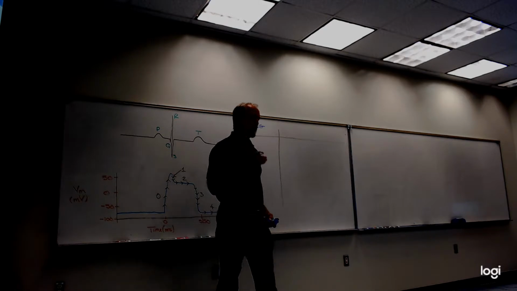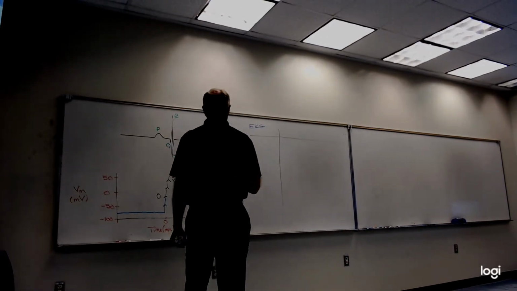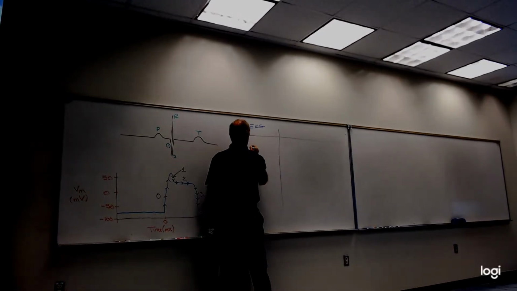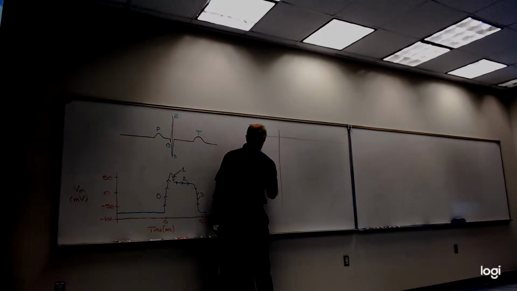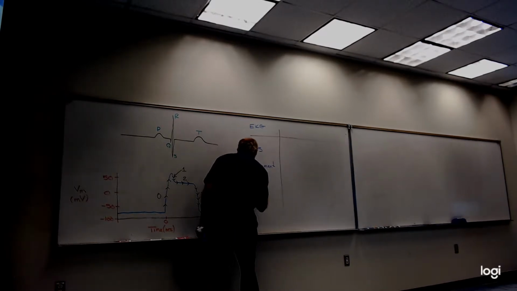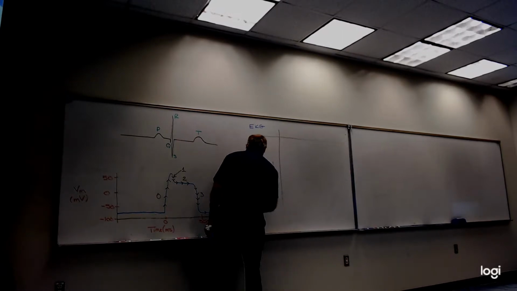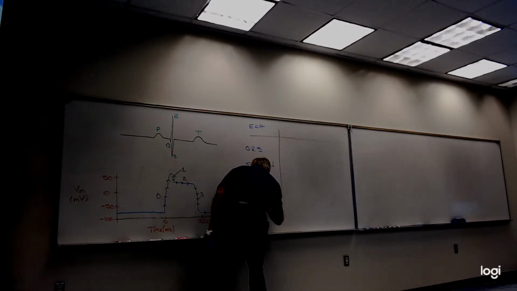So we're talking just about the ventricles. We're focused just on the ventricles. So here I'm going to put Q, R, S. Then we'll have ST segment. That's followed by the T wave, which is followed by the resting membrane potential.